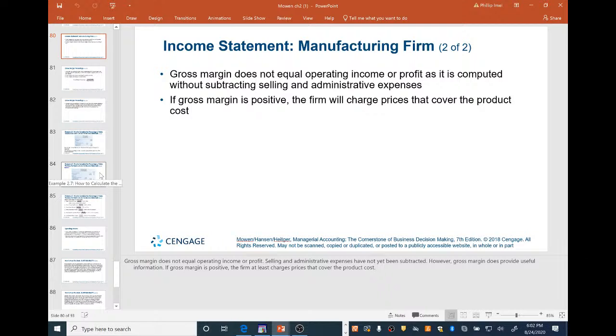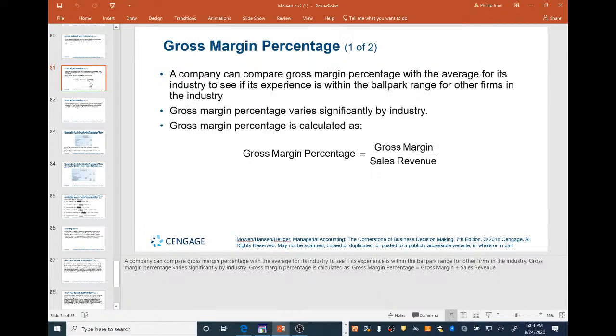Okay, gross margin does not equal operating income or profit, as it is computed without subtracting selling and administrative expenses. We've already established that. Gross profit is just the difference between what you sell something for and what it costs you. That's it. For operating income, we have to back out selling and general and administrative costs. If gross margin is positive, the firm will charge prices that cover the product cost. Obviously, if we're bringing in more money than we paid out, we'll have a gross profit.